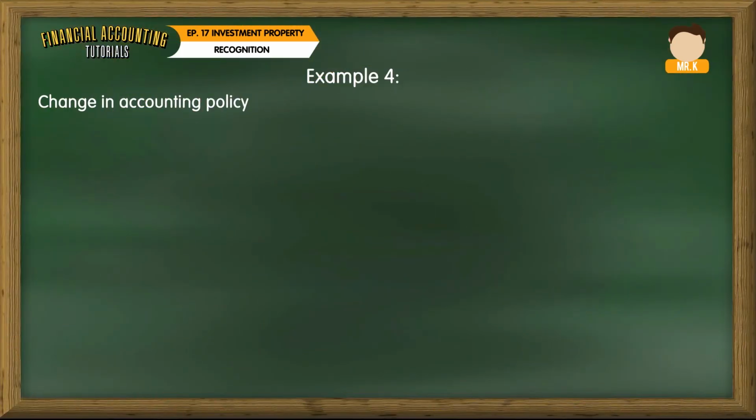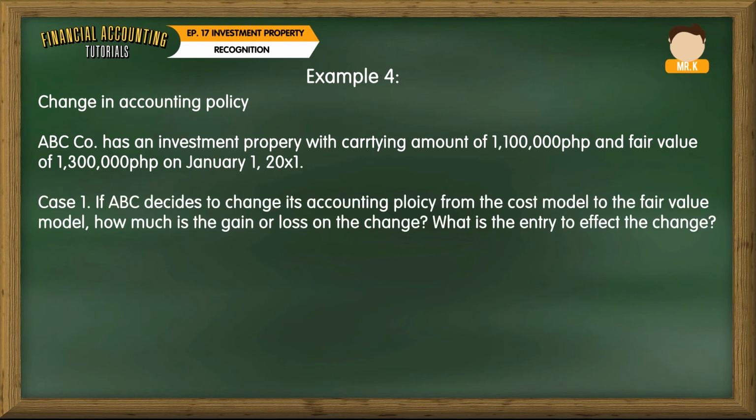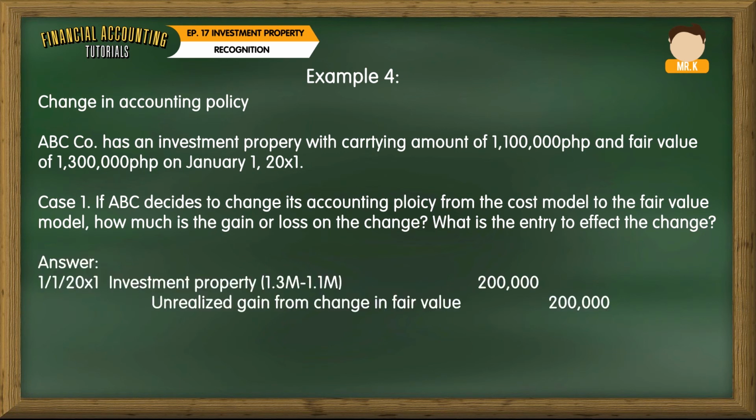Change in accounting policy. ABC Company has an investment property with a carrying amount of 1,100,000 and a fair value of 1,300,000 on January 1, 2021. Case 1. If ABC Company decides to change its accounting policy from the cost model to the fair value model, how much is the gain or loss on the change? What is the entry to affect the change? On January 1, 2021, debit investment property, 1.3 million less 1.1 million, equal to 200,000, and credit unrealized gain from change in fair value of 200,000.